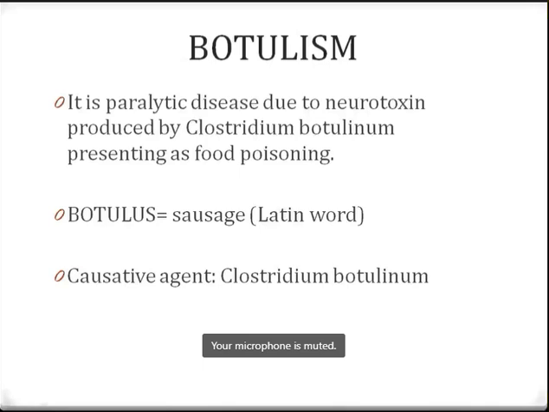Botulus is Latin for sausage. It was first identified in a person who had ingested sausage. So, according to the Latin word botulus, the name of the disease is called botulism. The causative agent of botulism, as I already said, is a bacterium named Clostridium botulinum.